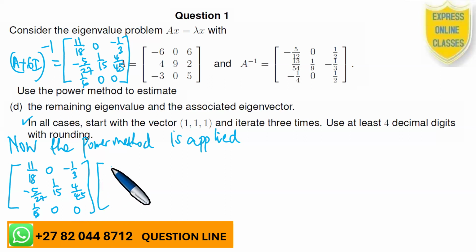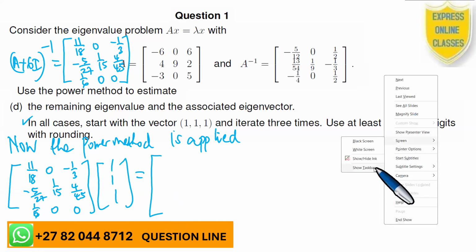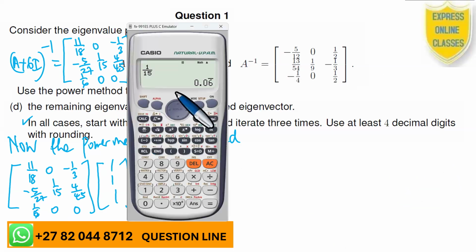And then now you're going to have the 1, 1, 1. Why? Because now we have found the inverse of the translated matrix, and then we are multiplying by the vector 1, 1, and 1, and iterate 3 times. Use at least 4 decimal digits to do the work. So now if we multiply these, we get the results. Let us practice together. Now to multiply these is something way too straightforward. We use our calculator.